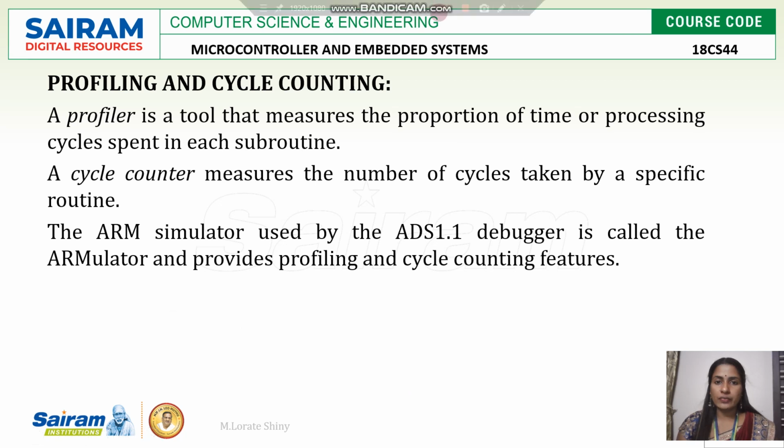Next one is profiling and cycle counter. A profiler is a tool that measures the time or processing cycles spent in each subroutine. Next, the cycle counter is also a tool that is used to measure the number of cycles taken by a specific routine. Next, the ARM simulator used by the ADS 1.1 debugger is called the emulator. The emulator is the combination of profiler and cycle counter.